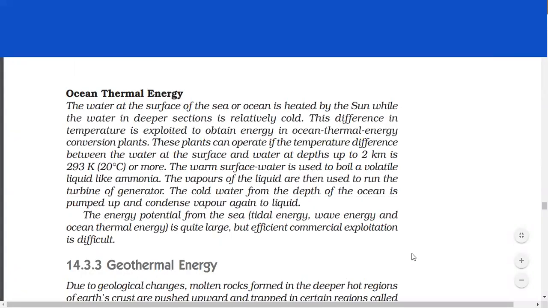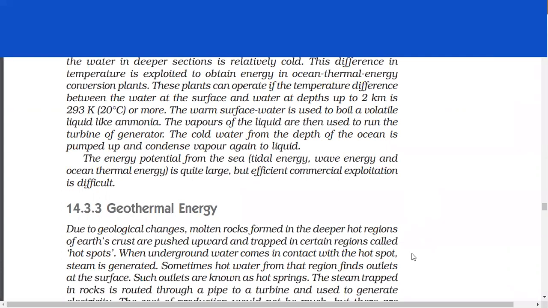Ocean thermal energy. The water at the surface of the sea or ocean is heated by the sun, while the water in deeper sections is relatively cold. This difference in temperature is exploited to obtain energy in ocean thermal energy conversion plants. These plants can operate if the temperature difference between the water at the surface and water at depths up to 2 kilometers is 293 Kelvin or 20 degrees Celsius or more.